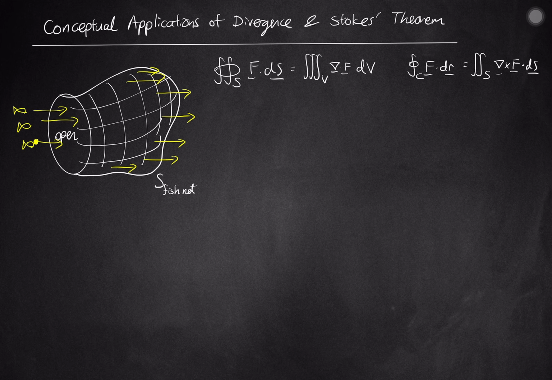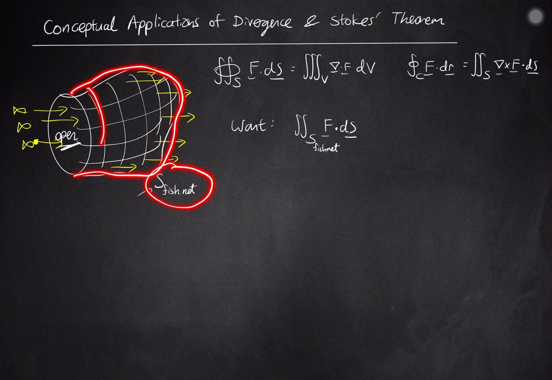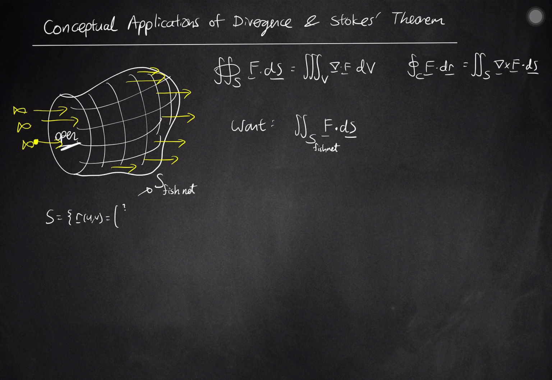So you might want to calculate the flux through the open surface. This is an open surface because of the opening over there. So this is the flux integral: you want to calculate the flux through the fishnet. Now, it's very difficult to parameterize the fishnet. This is a surface. Imagine trying to parameterize this with u and v, with two parameters. How difficult would that be?